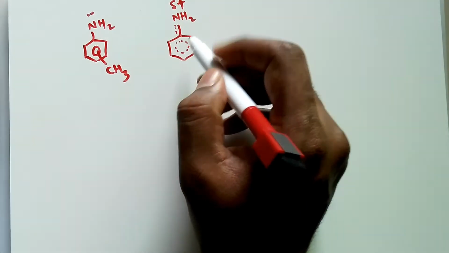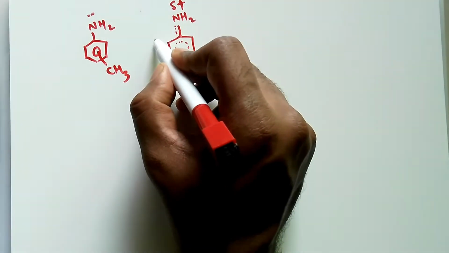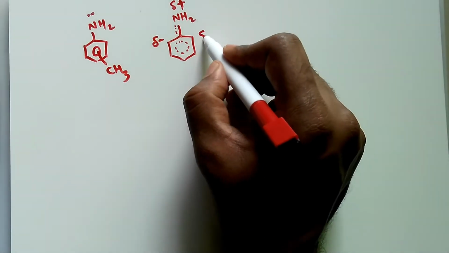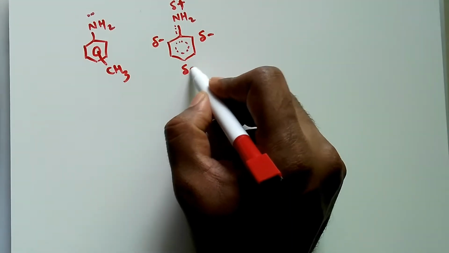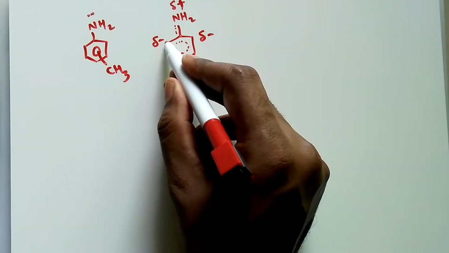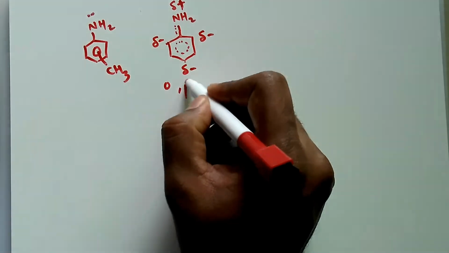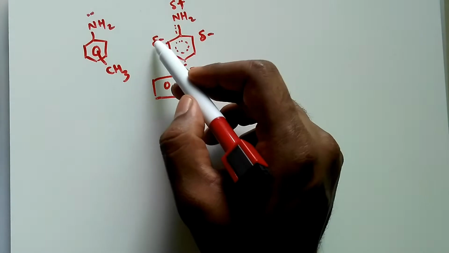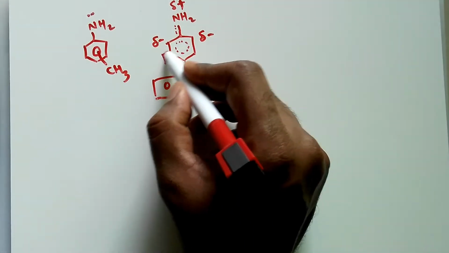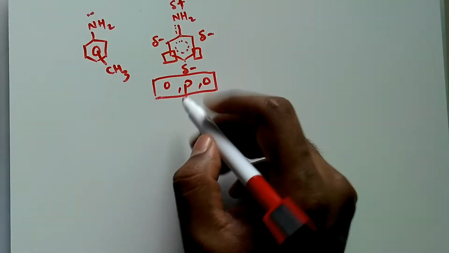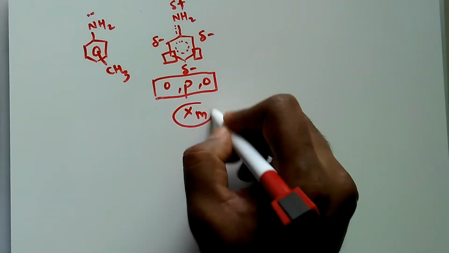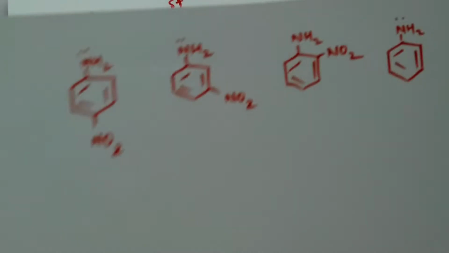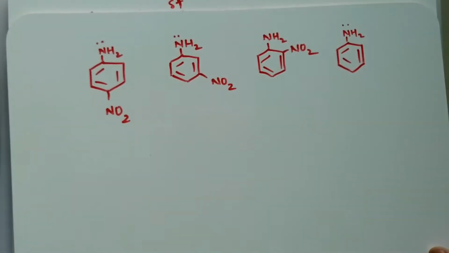Okay, I'm drawing it with the dots. So what we have to remember, there was negative charge over here, negative charge over here and negative charge over here. So ortho position from here, the para position from here and ortho position from here. Only these positions were having the negative charge, whereas the meta position did not have the lone pair of electrons. Now what will happen in these cases?